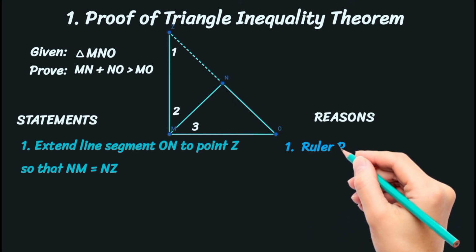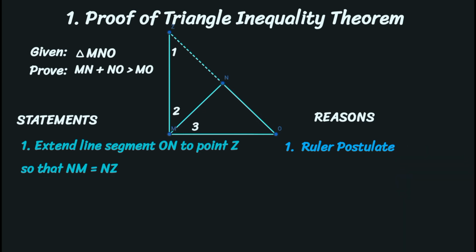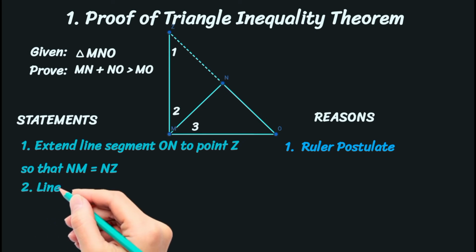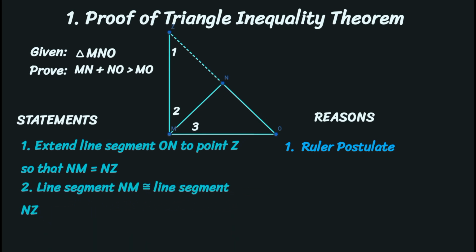The reason is the ruler postulate. So that's the idea of the ruler postulate. We just created a new line segment NZ. Number 2, line segment NM is congruent to line segment NZ. This is a direct consequence of our first statement.